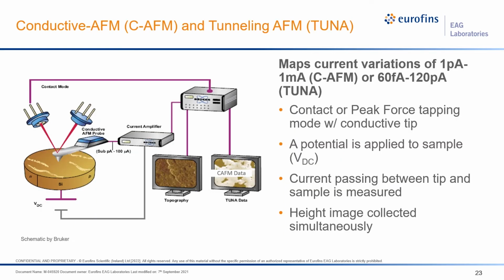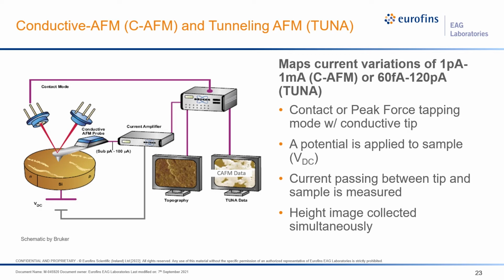Another type of electrical AFM is conductive AFM or tunneling AFM. These techniques both provide maps of current variations ranging from femtoamp to microamp levels. From an operator's perspective, at least on a Bruker Icon tool, there's not a lot of difference between conductive AFM versus TUNA. It's just a matter of sliding a switch on an amplifier box and nothing more. My best guess is that some scientist was having fun with acronyms one day and thought they were very funny, and somehow that name TUNA stuck.